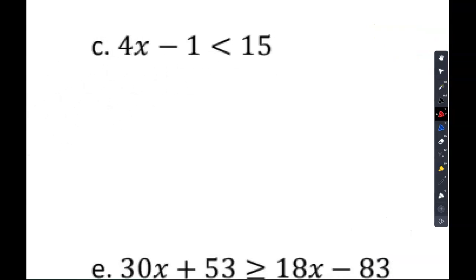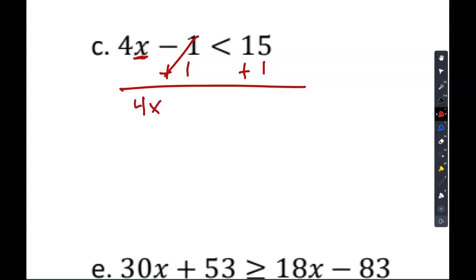All right, first I want to isolate this x here. So I'm going to do the opposite of subtracting 1 and add 1 on both sides. Okay, the 1's cancel out and bring down this 4x. It's going to be less than or equal to 16. Now I'm going to divide by 4. X is less than or equal to 4.